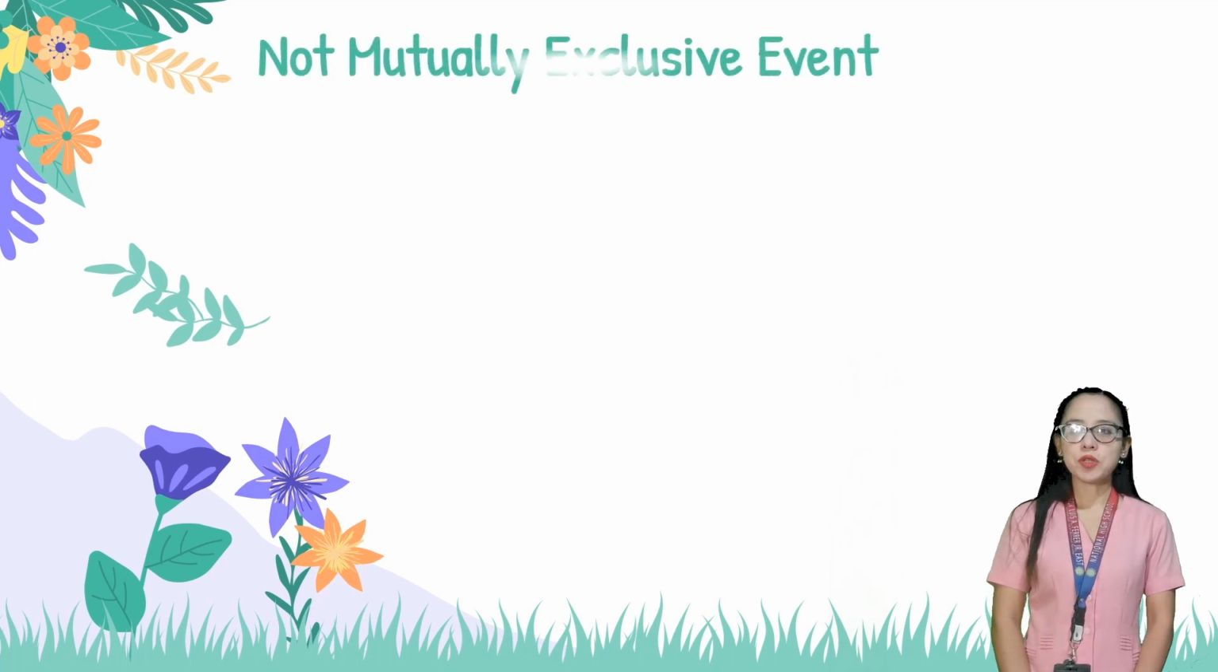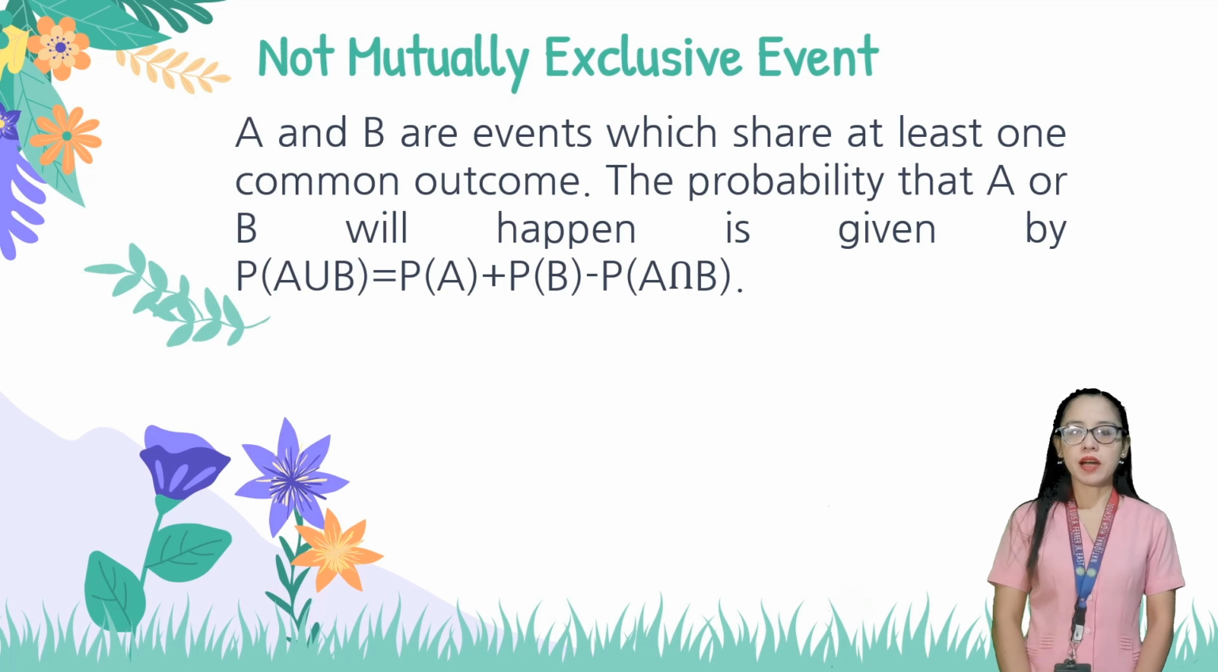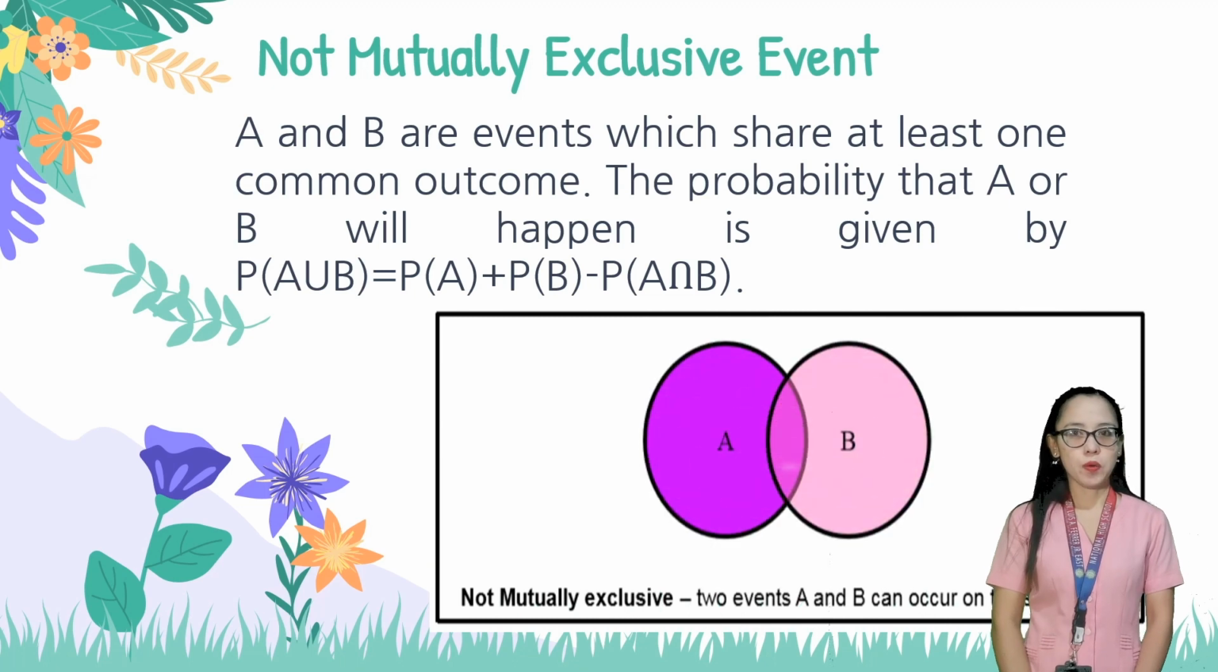While in not mutually exclusive event, A and B are events which share at least one common outcome. The probability that A or B will happen is given by probability of A union B is equal to probability of A plus probability of B minus probability of A intersection B. In Venn diagram, this is how it looks like. Two events A and B can occur at the same time.